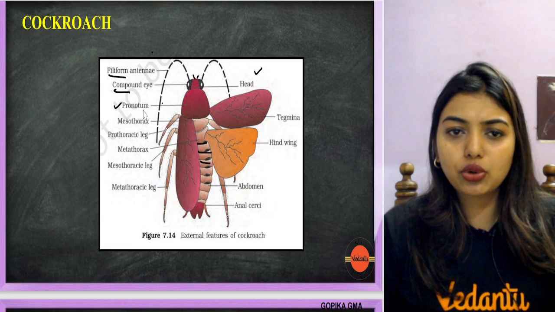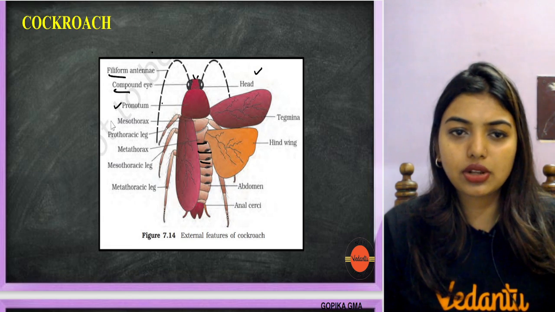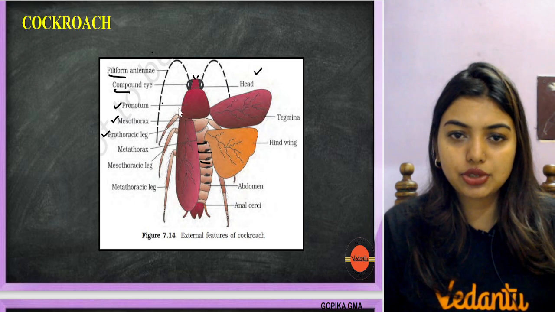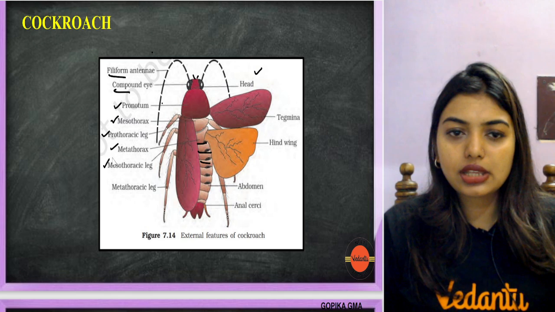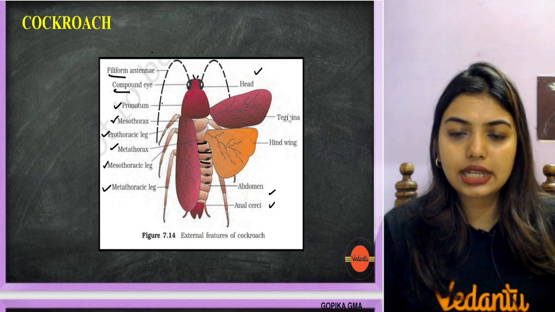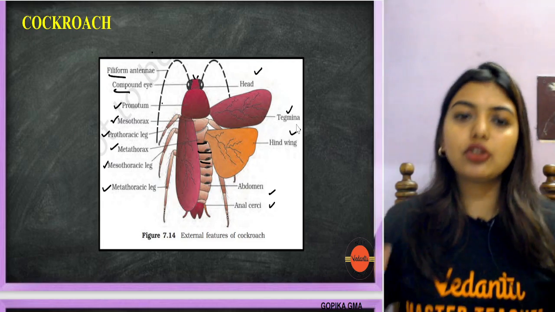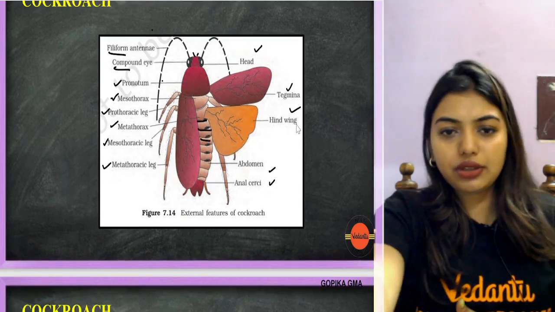Then the prothorax is there, that is what I told you, and then we have the mesothorax, then the prothoracic leg which will extend from here, then the metathorax, mesothoracic and metathoracic leg, abdomen, anal cirri, tegmina, hind wings. None of this you people know. Do not worry, we are going to go into that.